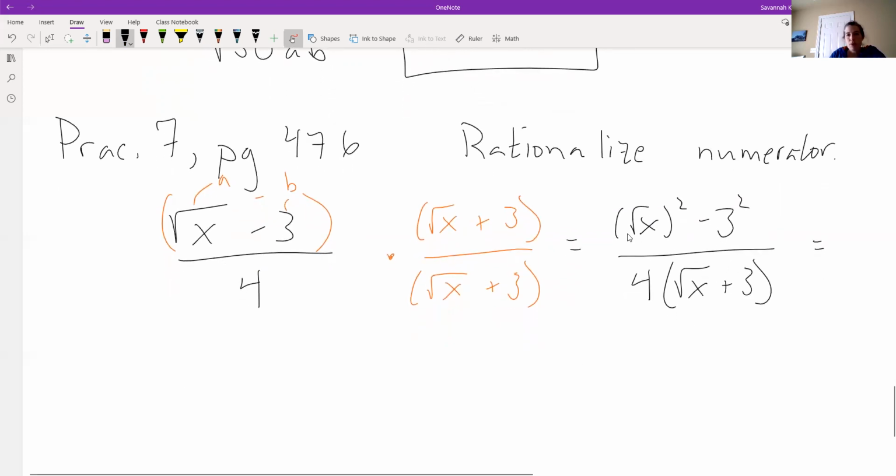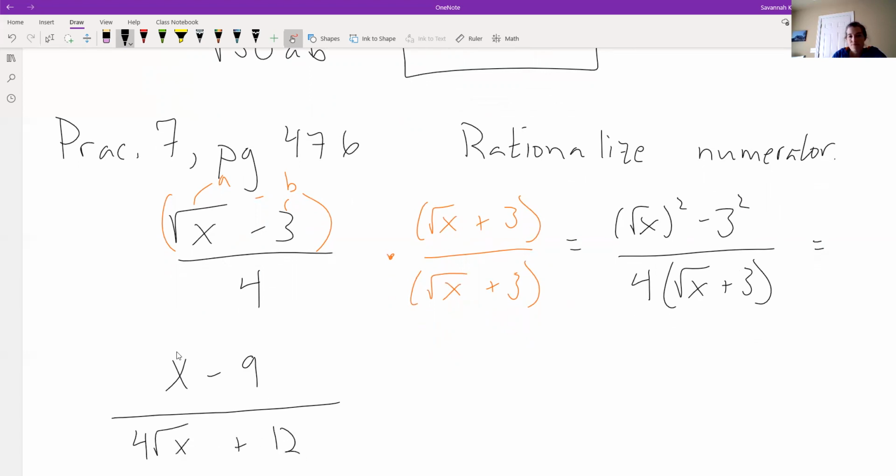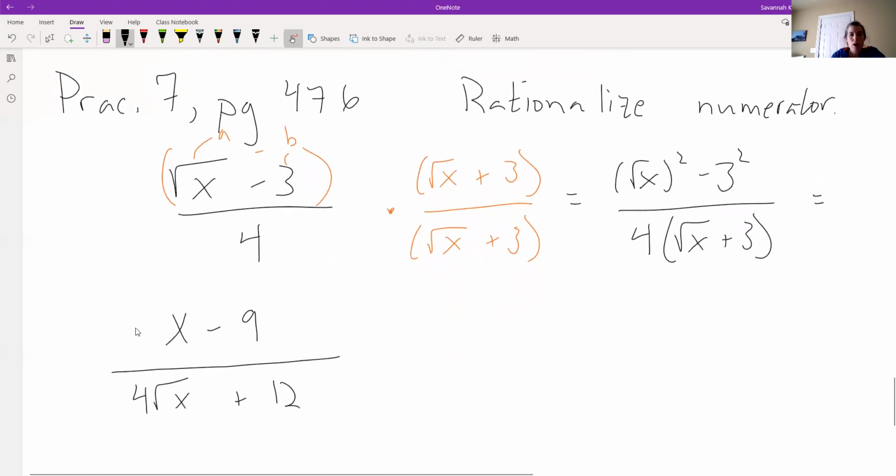All right, and then up top, the square root of x squared just becomes an x. 3 squared becomes a 9. The 4 distributes carefully through the set of parentheses in the denominator. And we're good to go. We have a rationalized numerator.